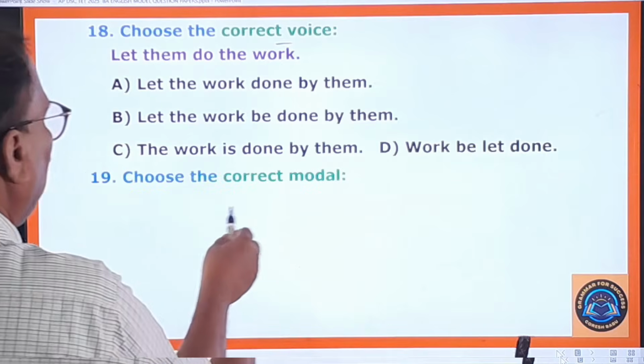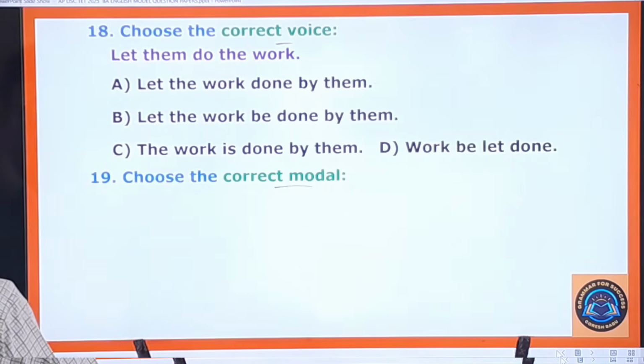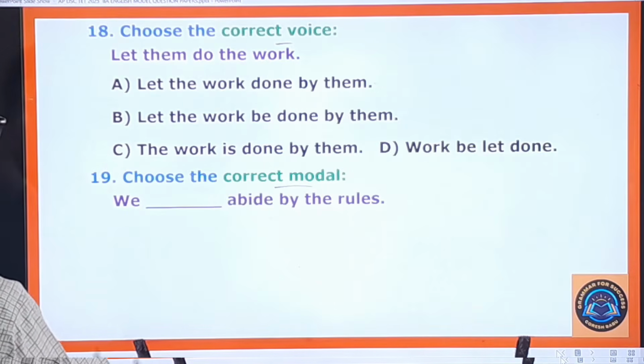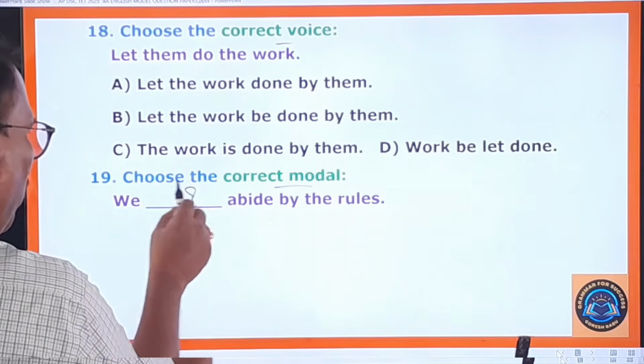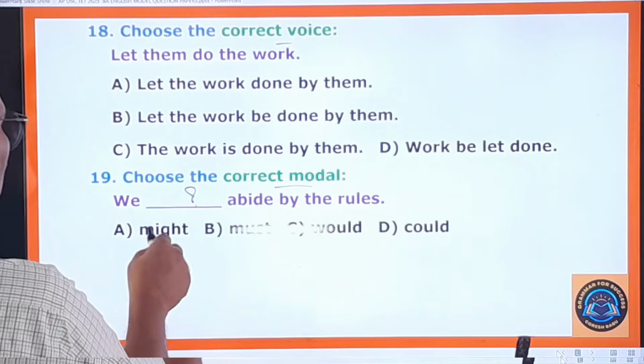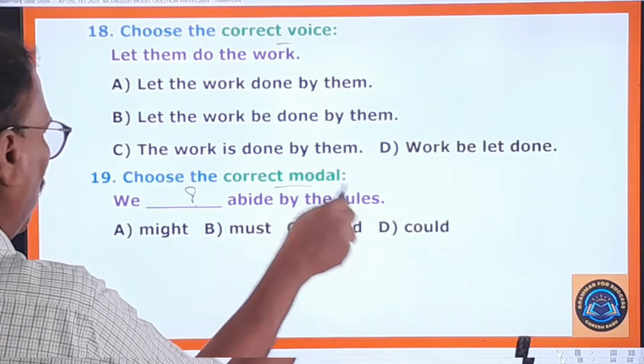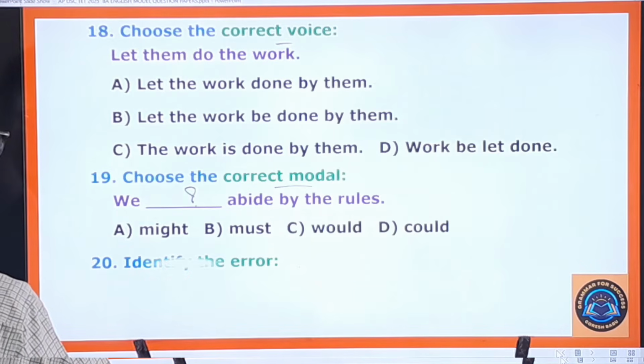And here choose the correct model. Okay. And what is that sentence given here? We dash abide by the rules. So what model should be used here? Okay. Might, must, would, could. Go to the 20th question.